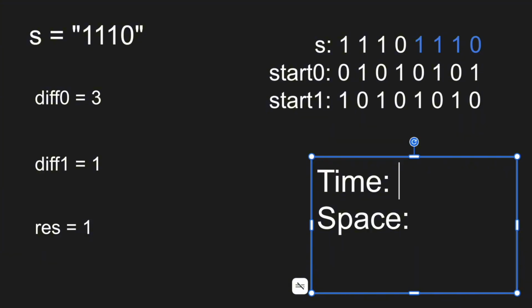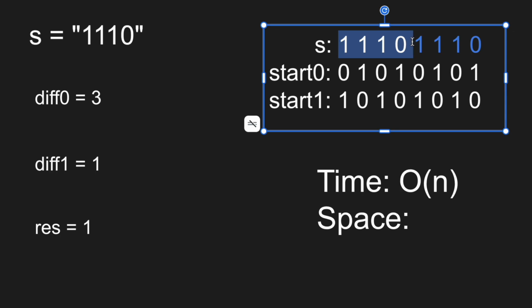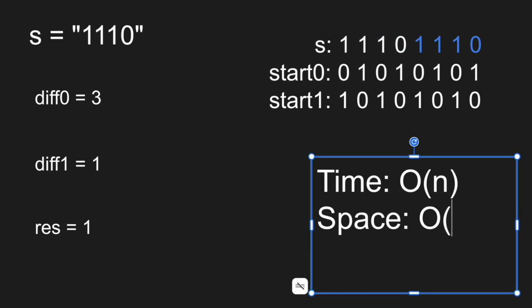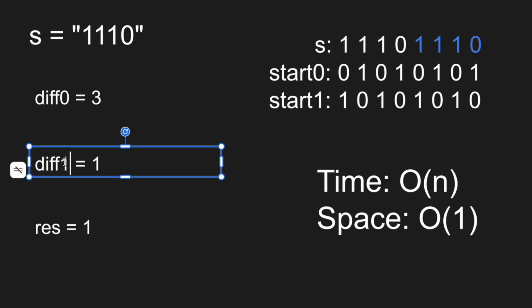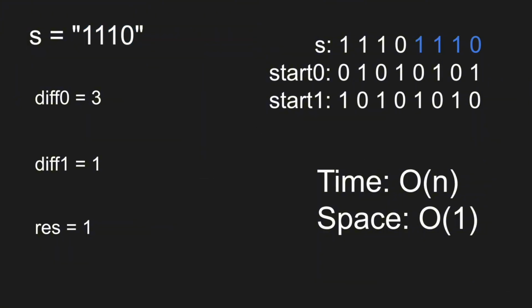And the time complexity would be O of n, where n is the number of characters in the string, because that's the number we will iterate through. And the space complexity would be O of 1 because the size of these variables will not depend on the size of the string. So now let's get to the coding part.